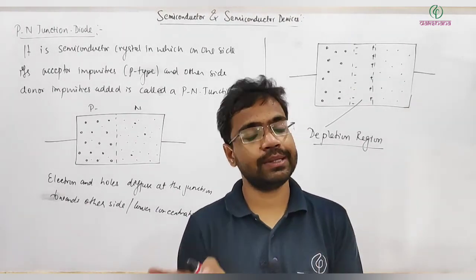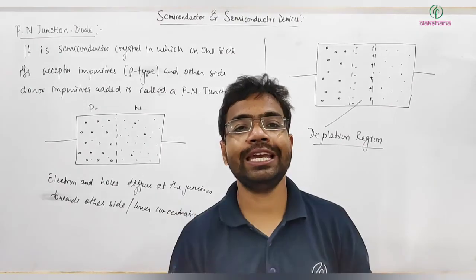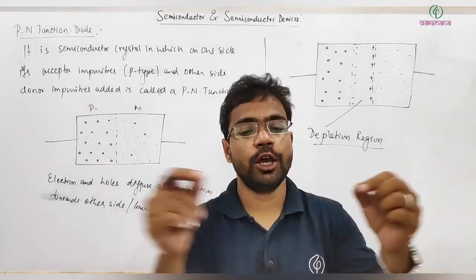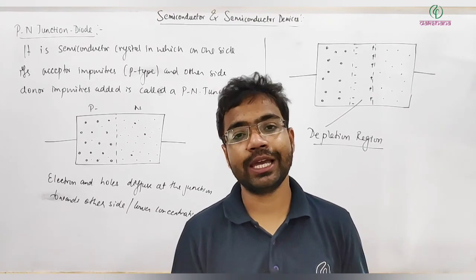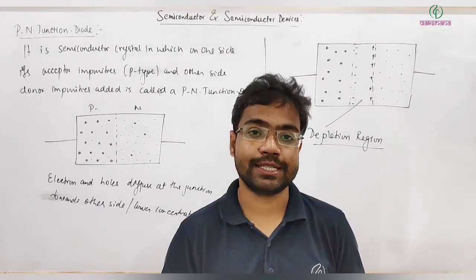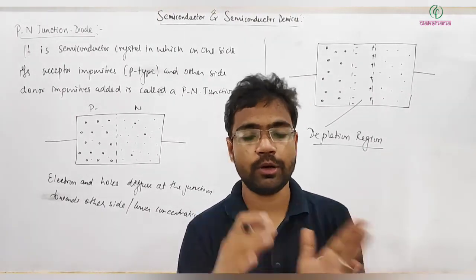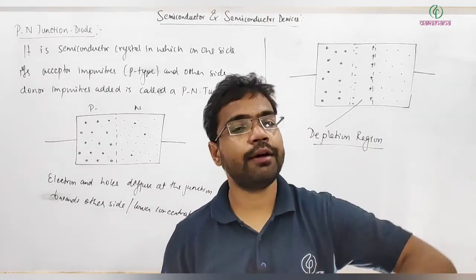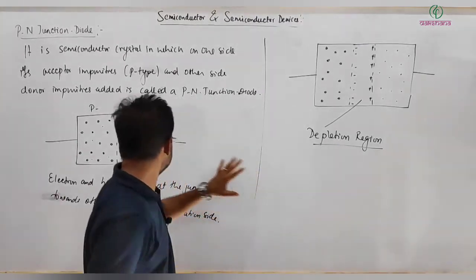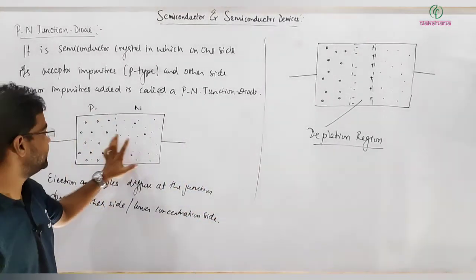So what we did is, initially let's say we were having only intrinsic semiconductor, meaning pure semiconductor. Now we are trying to create a p-n junction. So on one side we added p-type, on another side we added n-type impurities. So this is the situation immediately after adding the impurities.